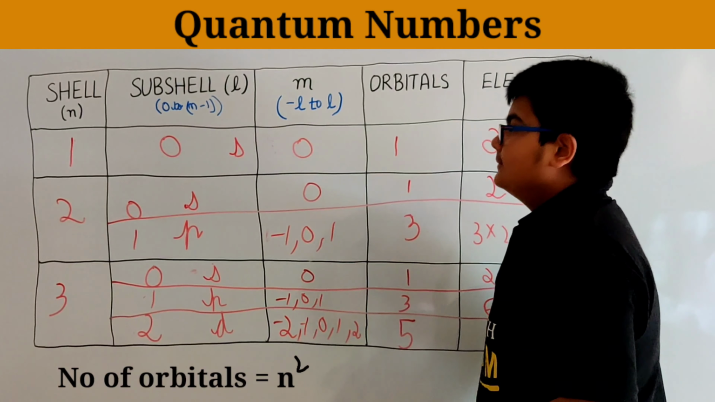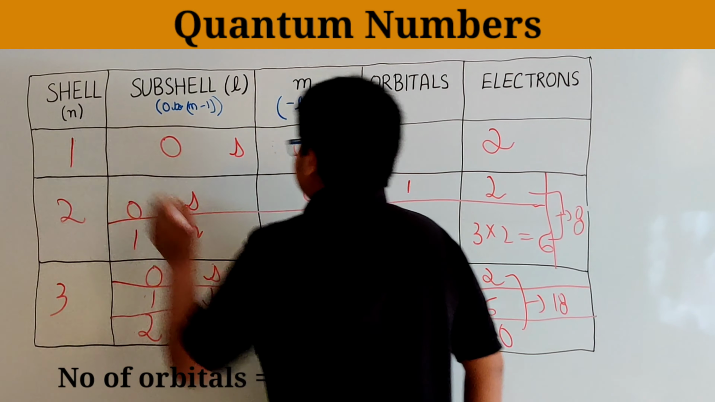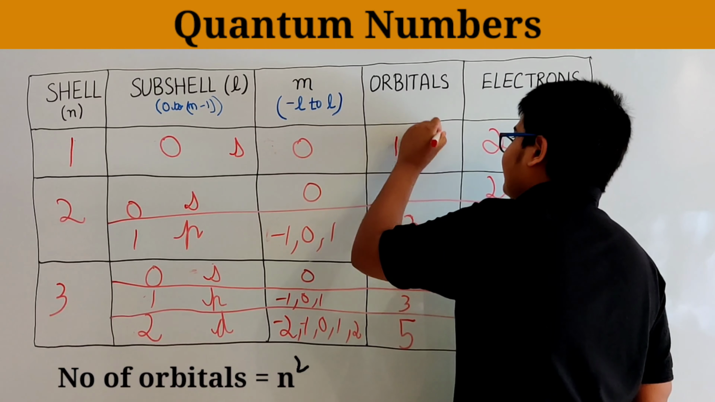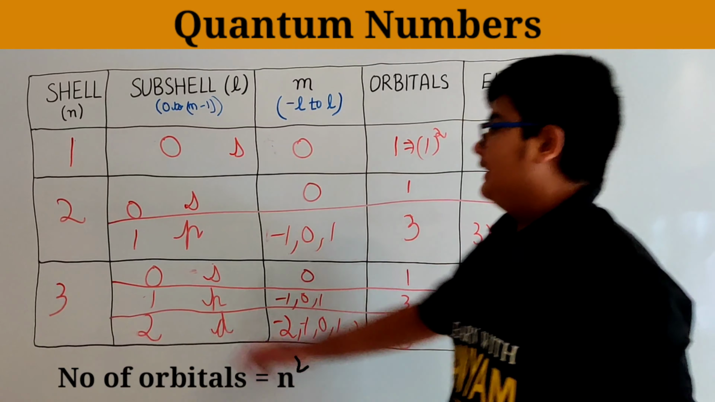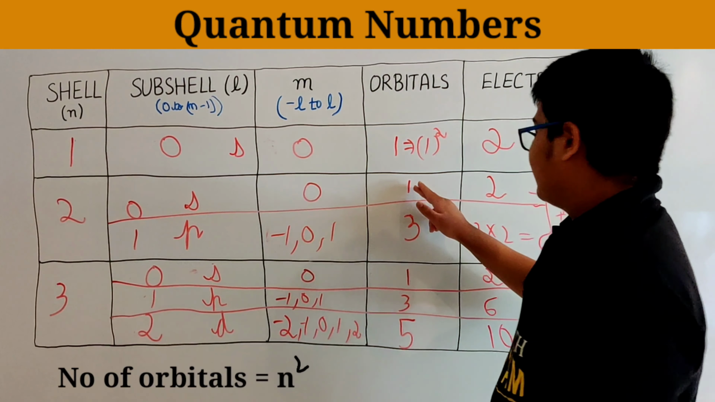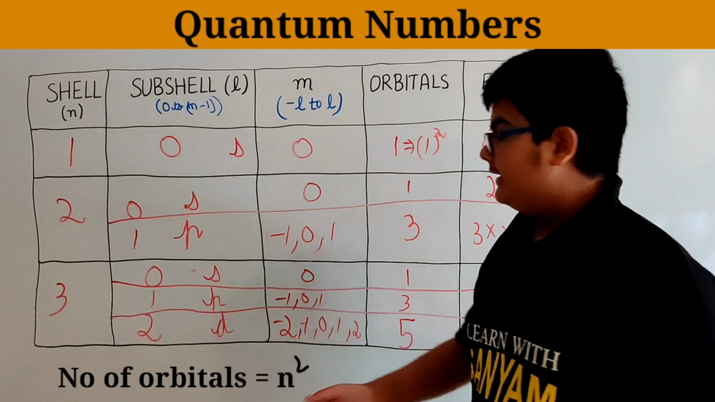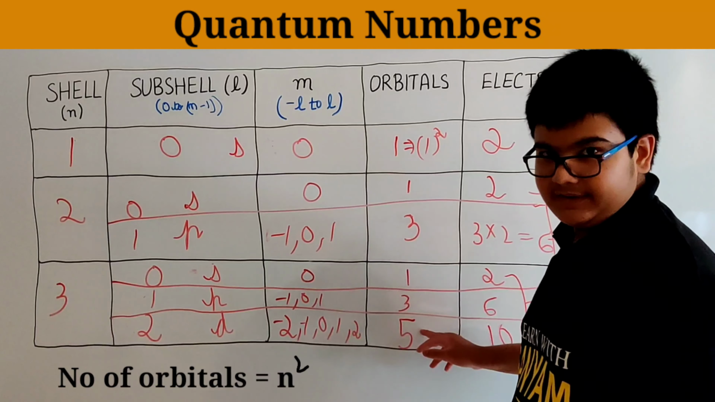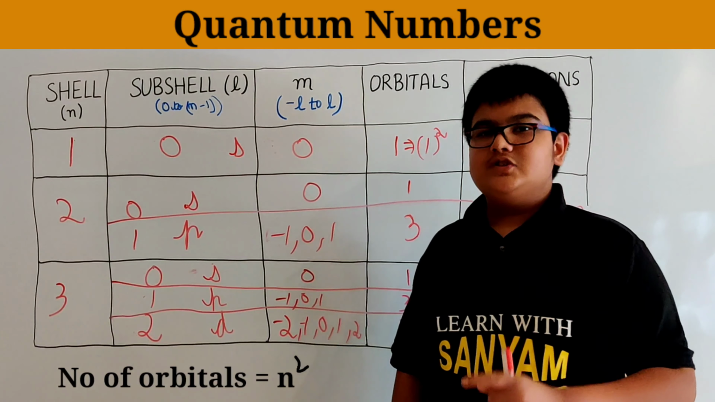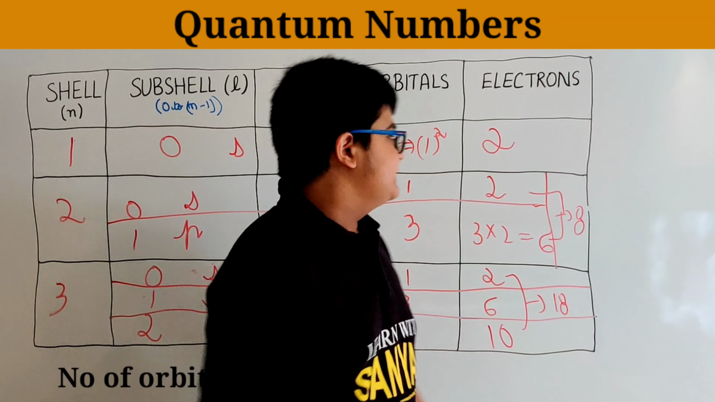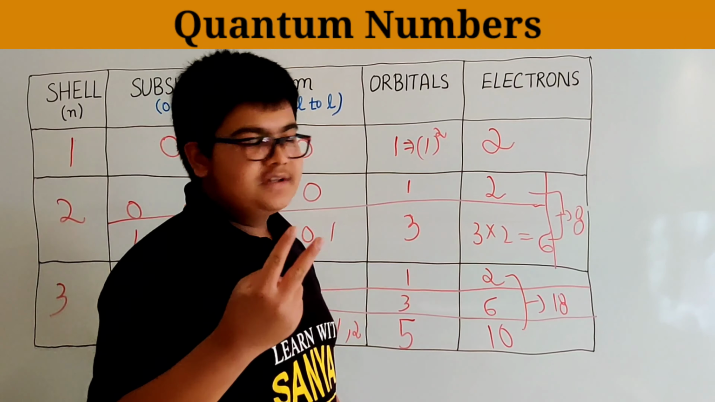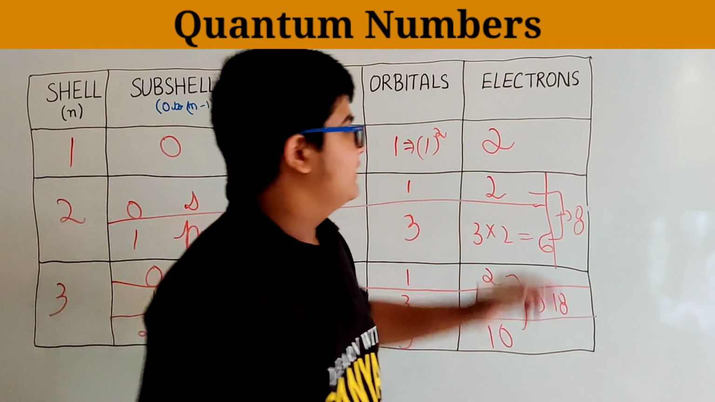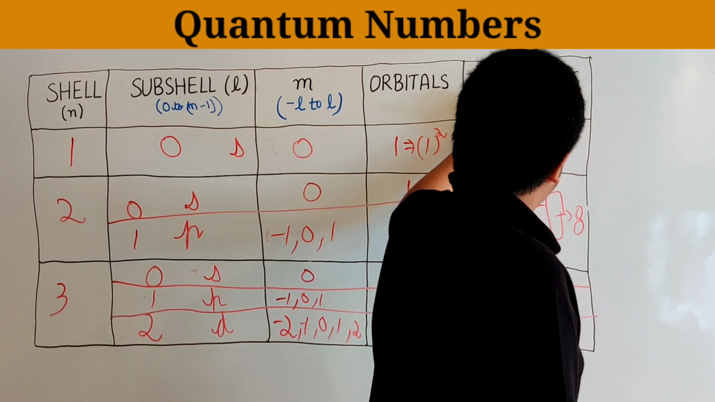Here you can see that when n was 1, the number of orbitals was 1 square, that is nothing but 1. And when n was 2, then the total number of orbitals were 4, that is 2 square. And similarly when n was 3, then total number of orbitals were 9, that is 3 square. So number of orbitals is equals to n square. And as in each orbital there are 2 electrons, this means that number of electrons is equals to 2n square.